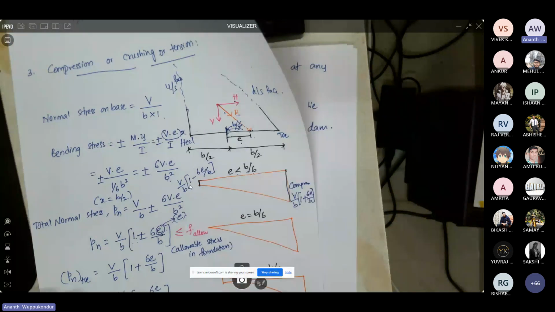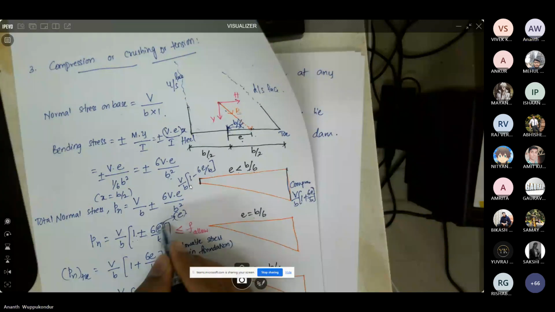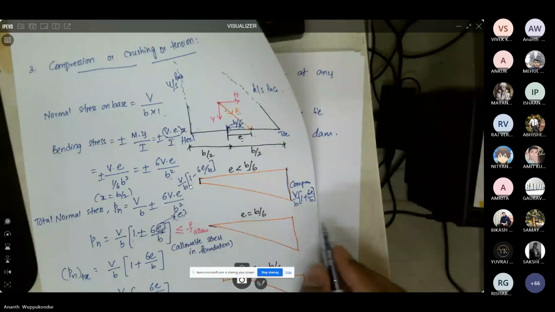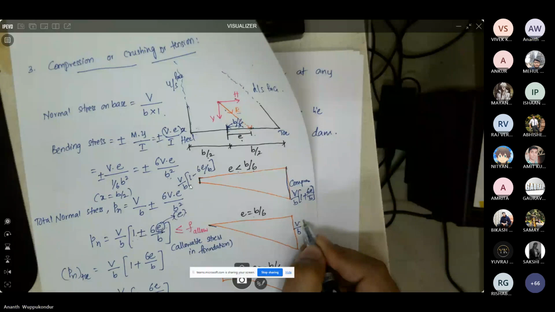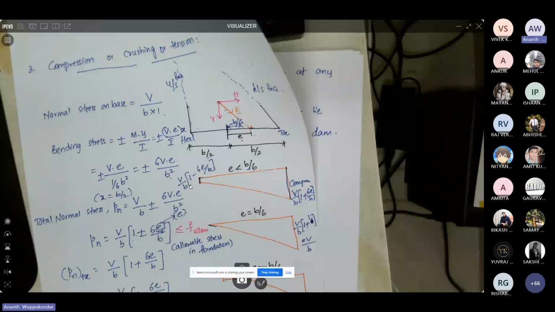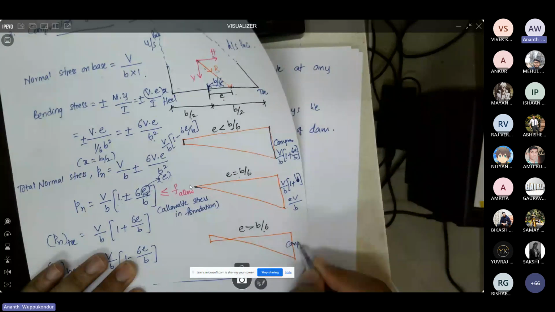If the eccentricity is exactly B by 6, then if you substitute E equals B by 6, on one side it becomes 0. On the other side, you would have V by B times 1 plus 1, so this would be 2V by B. So there is no compression or tension at the heel, but there is compression at the toe. Now in the third condition, when you have E more than B by 6, then you would have compression here and tension at the heel.